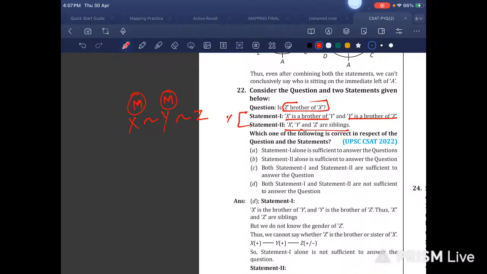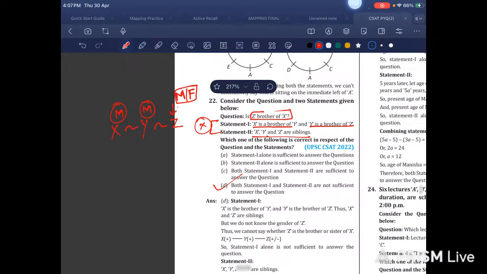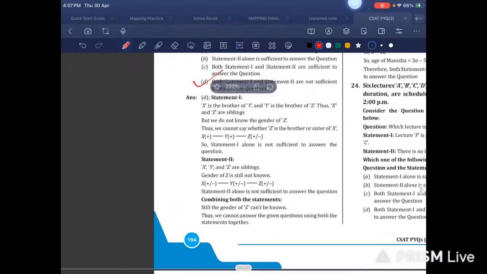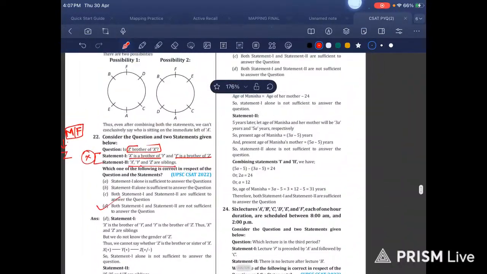Even if we combine both these statements, we won't be able to answer this question because we don't have the gender. It can be male also, it can be female also. So is she a male? We do not know. Is he a female? We do not know. So that gives us option D as correct answer. Now let us move to the next one.